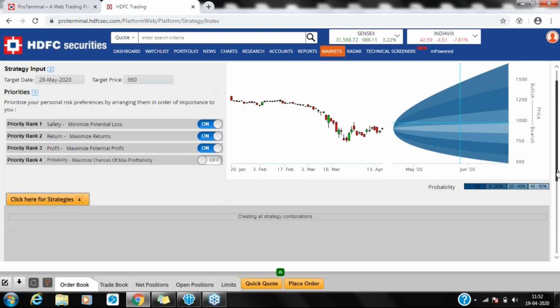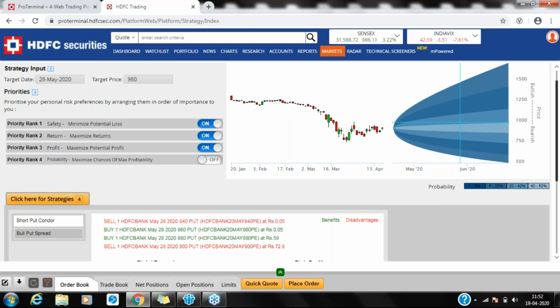So we have got two strategies: short put condor and bull put spread. In the short put condor, you can see we have to sell one lot of HDFC Bank 840 put at 0.05 level, buy HDFC Bank 860 put option at 0.05, buy HDFC Bank 880 put option at 59 rupees, and sell HDFC Bank 900 put option at 72.80 rupees. So this is the strategy that we can go with, or else another strategy: bull put spread.